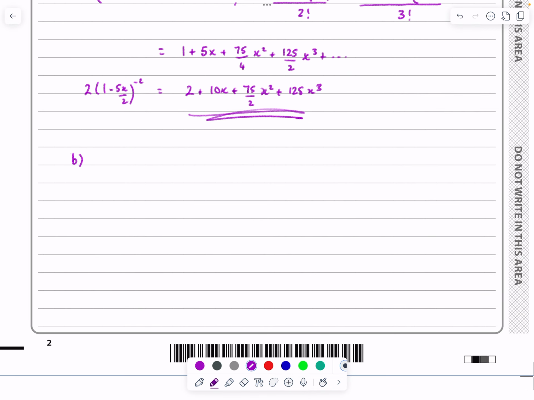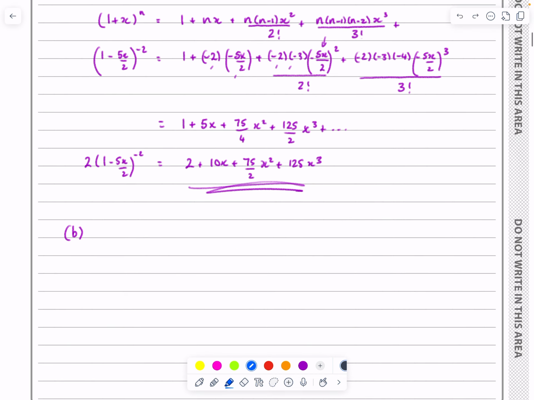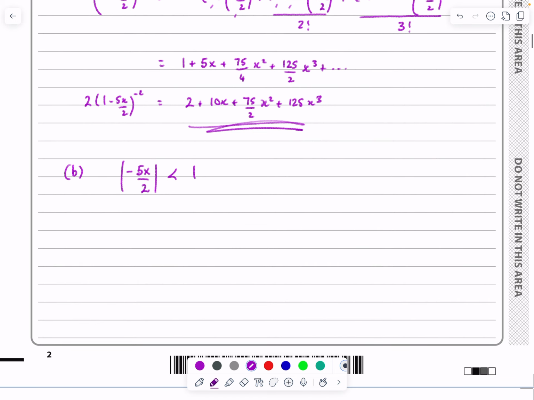And then part B is relatively straightforward again. When I'm doing my 1 plus x all to the power of n, my minus 5x over 2, my x, the thing that I'm adding on to 1, if we've got to work out the range of values through which it's valid, that has to be between 1 and minus 1. So in other words, the modulus of it has to be less than 1. So if that's the case, then we just get that modulus of 5x is less than 2, x is less than 2/5. The modulus of x is less than 2/5.